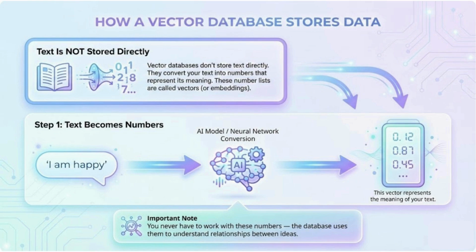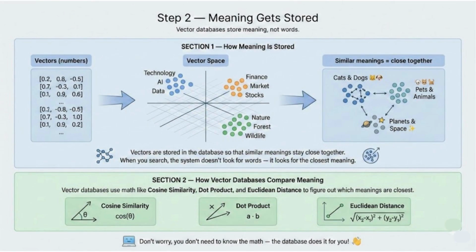Here's the cool part: vector databases don't store text directly. They convert your text into numbers that capture its meaning. These number lists are called vectors or embeddings. When you save something like "I am happy," an AI model turns that into a list of numbers. You don't ever have to work with these numbers yourself, but this is what allows the database to understand relationships between ideas. Those vectors get stored in the database in a way where similar meanings are placed close together.